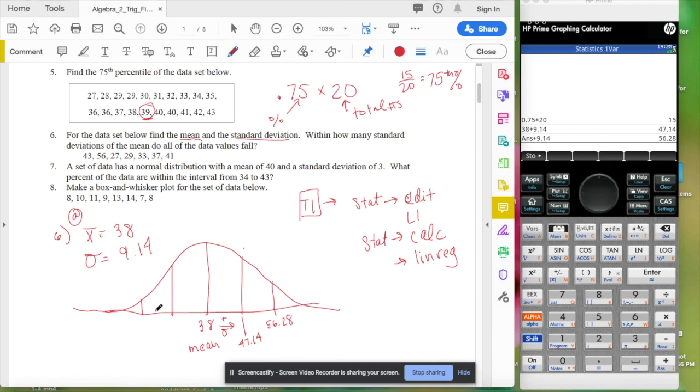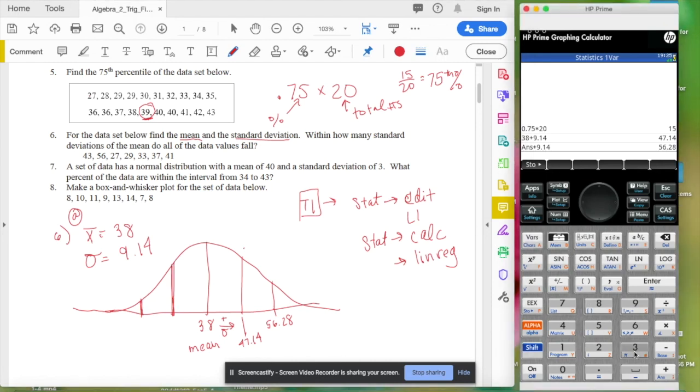Now I'm going to go back to the mean. I'm going to do the opposite ends. So I go back here and I'm going to go, okay, 38 minus 9.14, and that gets me 28.86. So on here I'm going to write 28.86, and then I'm going to do it one more time, minus 9.14, and that gets me 19.72.